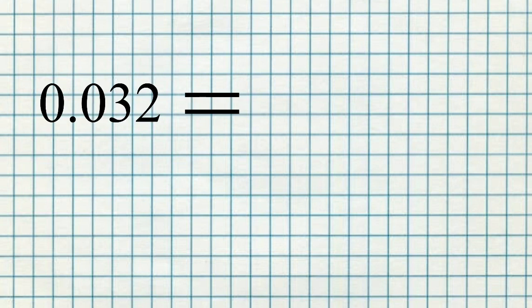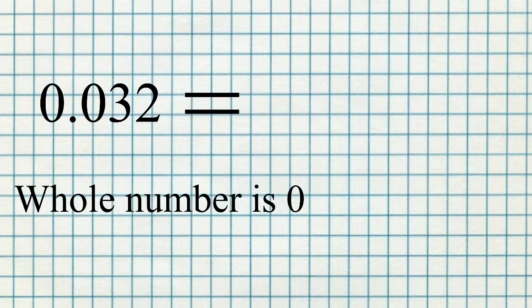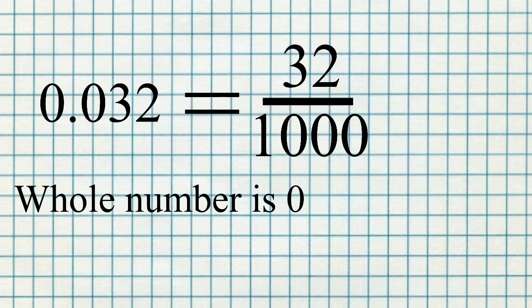0.032. 0 is a whole number. We know 0 has no value. After the point, 0 keeps the 10th house, 3 keeps the 100th house, and 2 keeps the 1000th house. So it will be 32 divided by 1000.